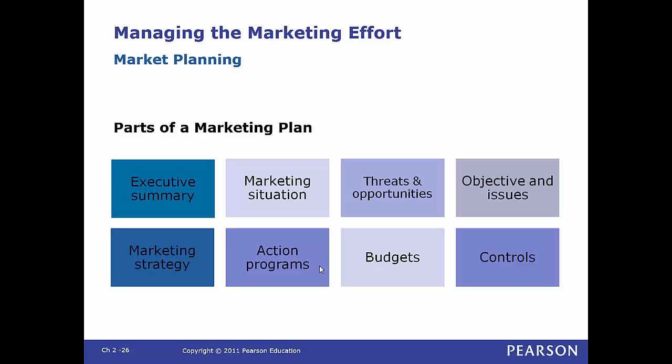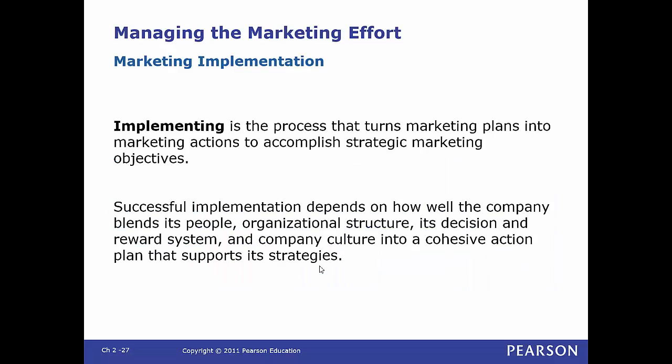Next part in the marketing plan is the threats and opportunities, and here we can mention the threats and opportunities of the company. And also, the marketing plan contains the objectives and issues, marketing strategy, action programs, budget, and finally the controls. Any plan needs to be implemented. So the marketing plan also here must be implemented accurately.